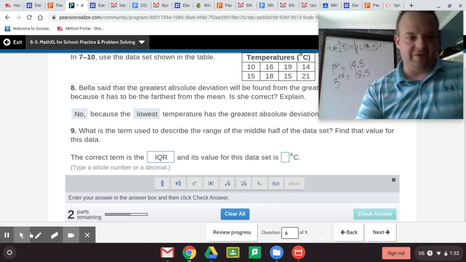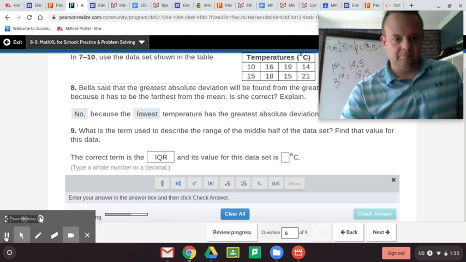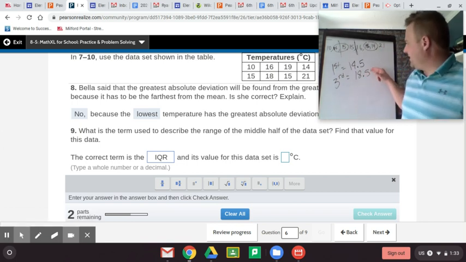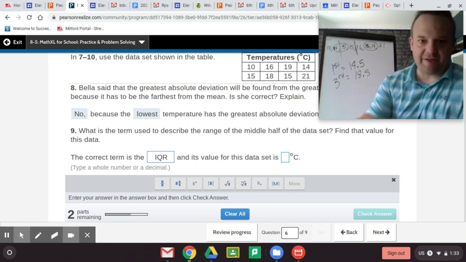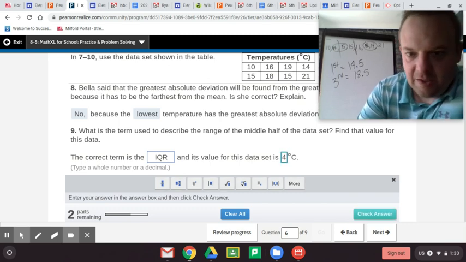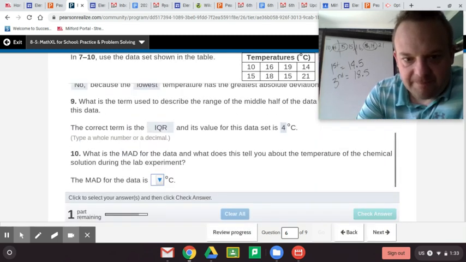So what we do is we find the difference. 18.5 minus 14.5, and I think that's 4. That's a difference of 4 for the middle 50%.